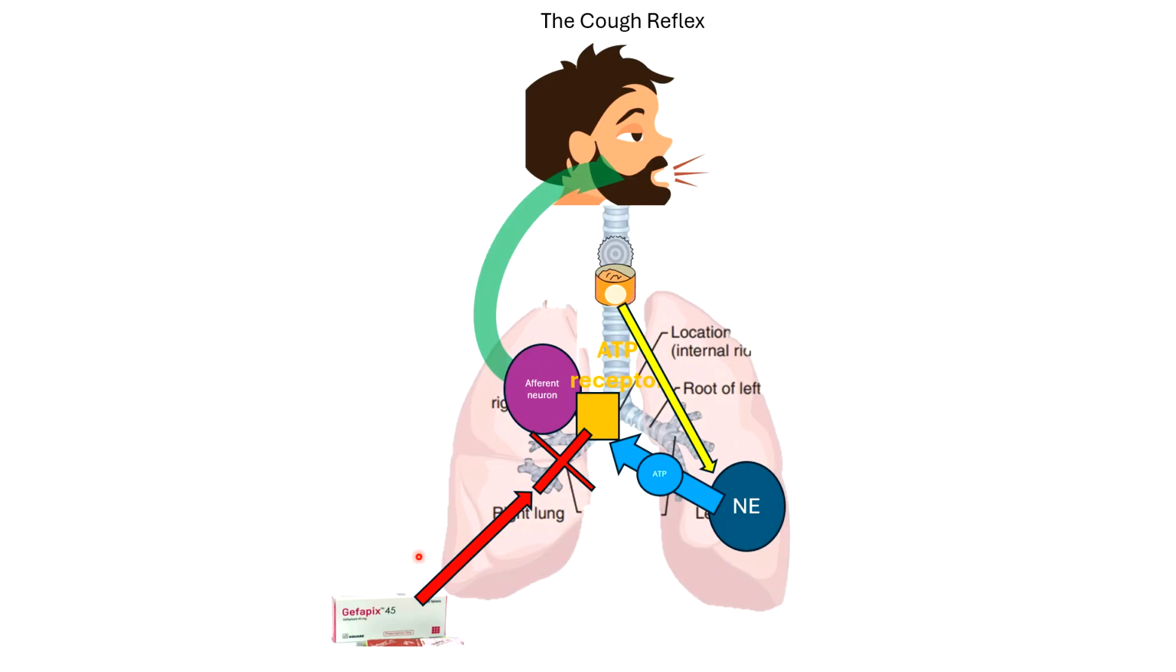And by the way, there is a medication called Gefapixant. It inhibits, antagonizes these ATP receptors, and so it can work as a cough suppressant.